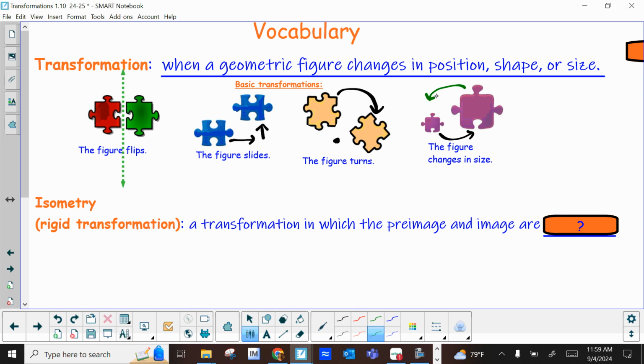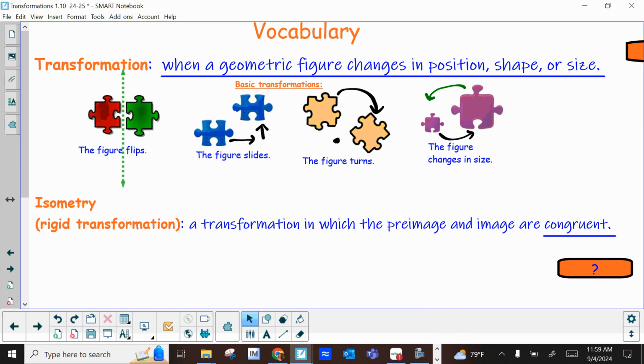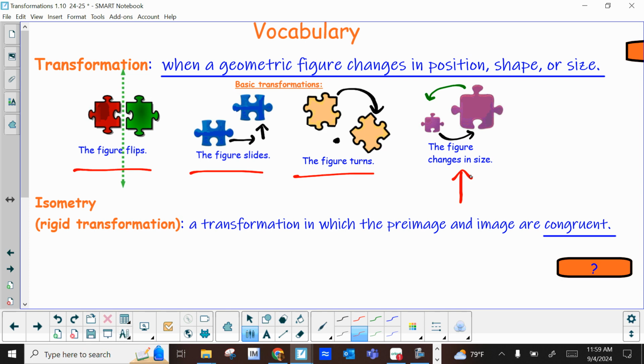An isometry is a rigid transformation in which a transformation takes place and the pre-image and the image are going to be congruent, okay? So for instance, this one here looks like an isometry, this one and this one. This one right here would not be an isometry because these are not congruent. One is small, one is big, okay?